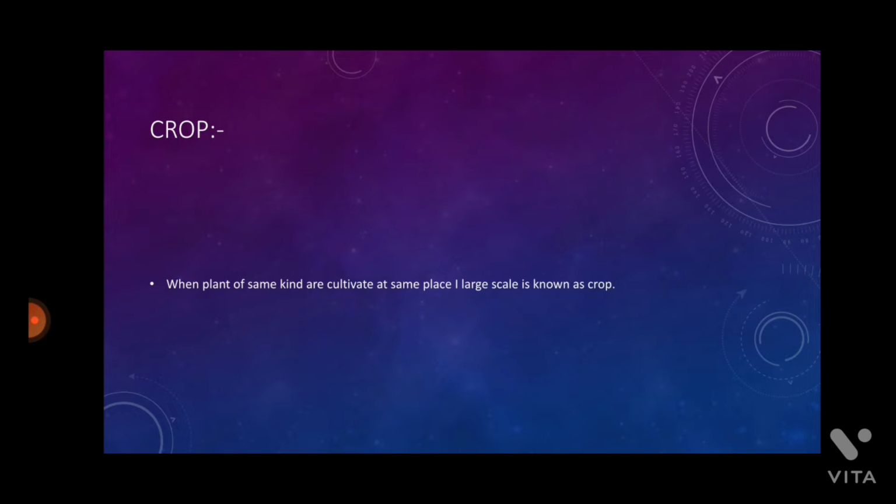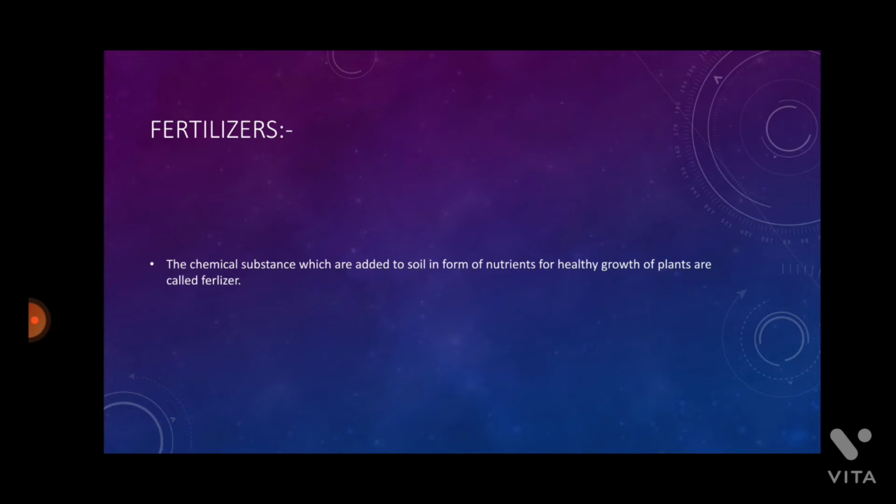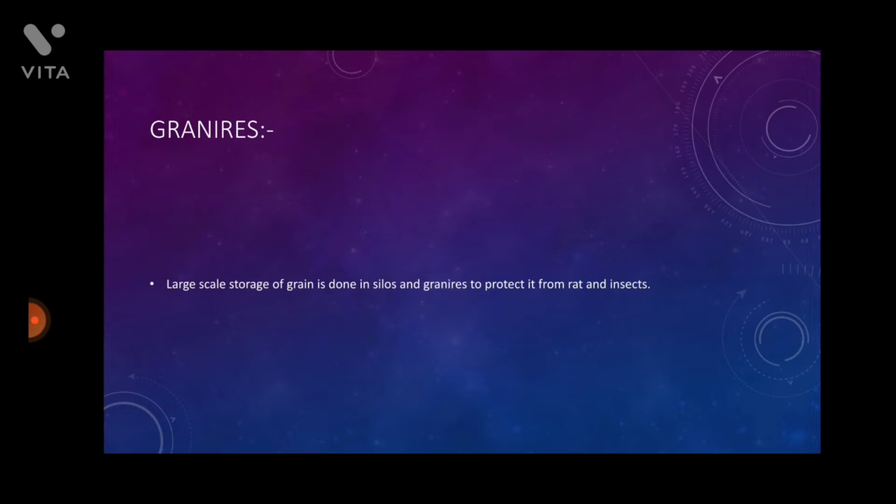Next is crop. When a plant of same kind are cultivated at same place in large scale is known as crop. Next is fertilizer. The chemical substance which are added to soil in form of nutrient for healthy growth of plant are known as fertilizer or are called fertilizer.